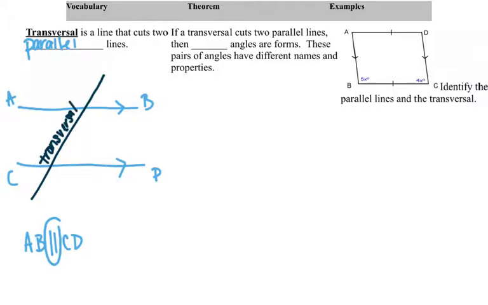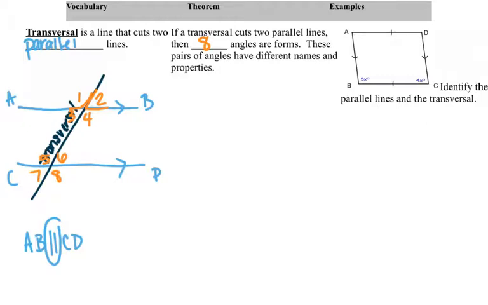That's all it is. Okay, but here's the thing you need to know. If a transversal cuts two parallel lines, then 8 angles are formed. These pairs of angles have different names and properties. So here are my angles. 1 would be this one, 2, 3, 4, 5, 6, 7, 8. So that's where I'm getting 8 from.